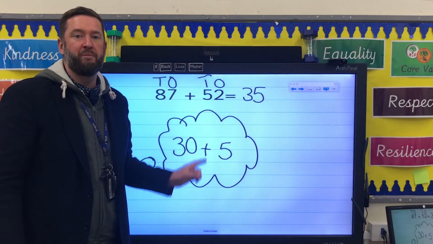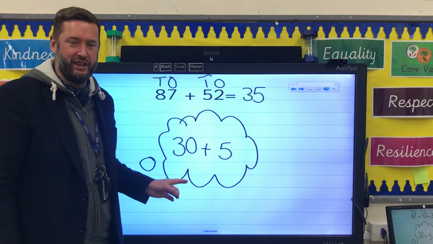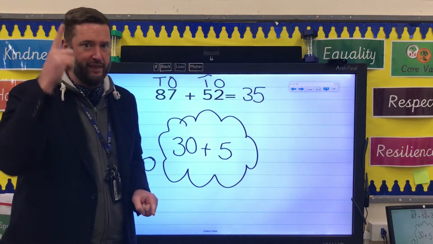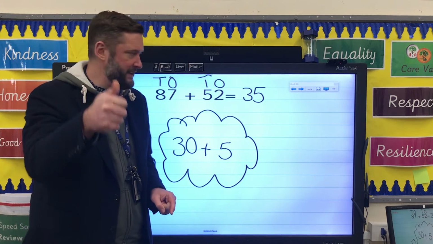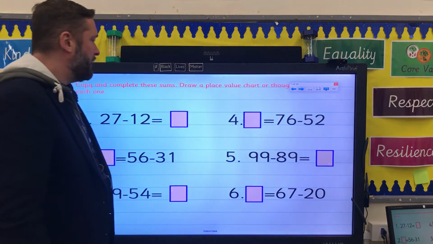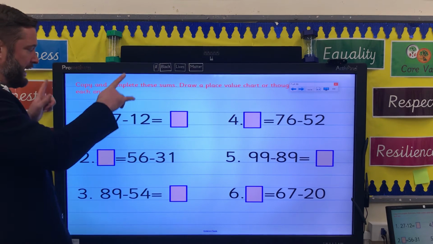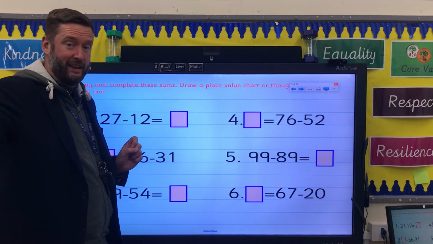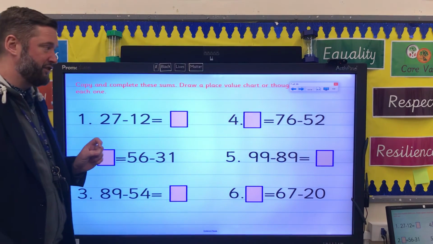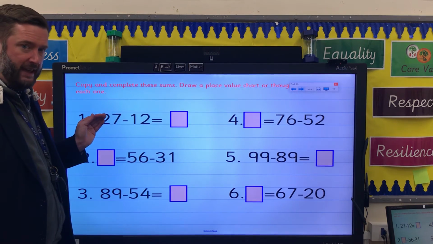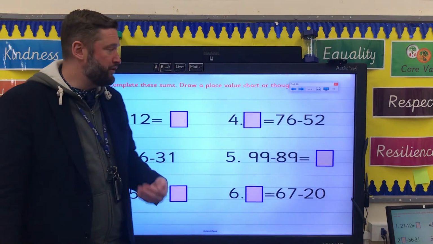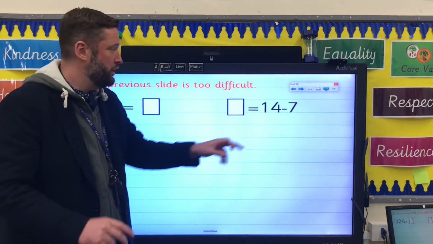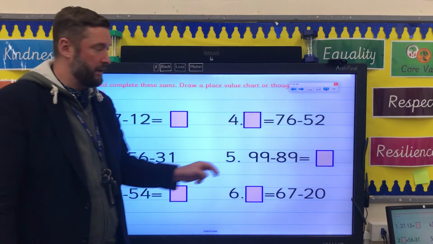Now, again, if you don't understand this strategy, that's okay. Draw a place value chart. Only use this strategy if you understand what I've just said. Okay? Okay, your task today is to copy each sum into your book, draw a place value chart, or a speech bubble if you're using that strategy for each one. Now, if this is really too tricky, I've got some simpler calculations for you to do. But most of you should be doing these, okay?